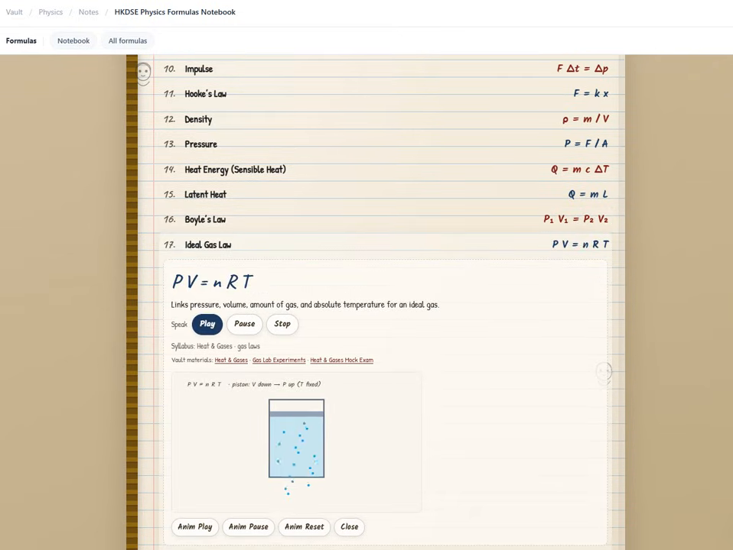Ideal gas law, PV equals nRT. Links pressure, volume, amount of gas, and absolute temperature for an ideal gas. Pressure, volume, moles and absolute temperature are linked.